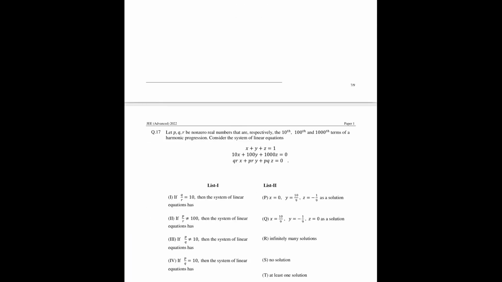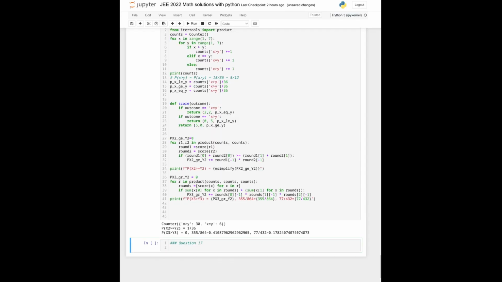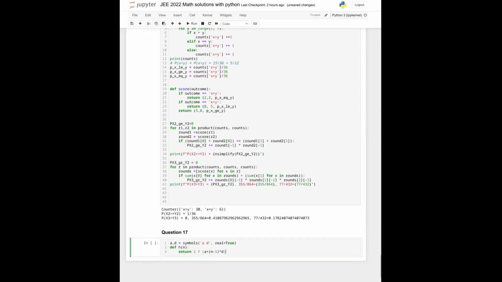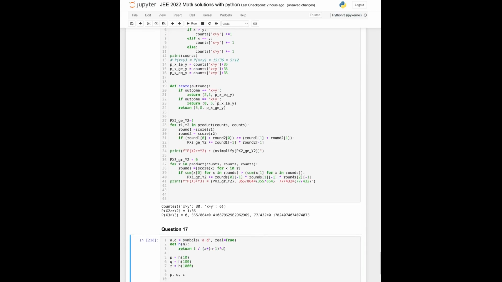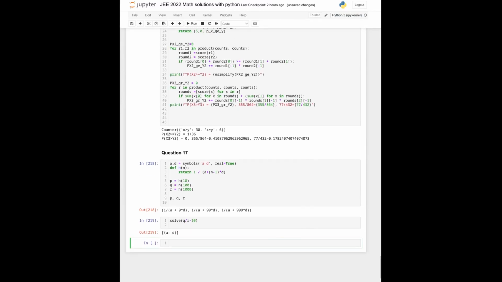Question 17. P, Q, and R are terms of a harmonic progression. Let us just write the harmonic progression as a function in Python. We solve for Q by R equal to 10. Then A is equal to D. Let us substitute the value of A as D in P, Q, and R. Like P by Q is equal to 10. So if list item 1 is true, then list item 4 has infinite solutions.